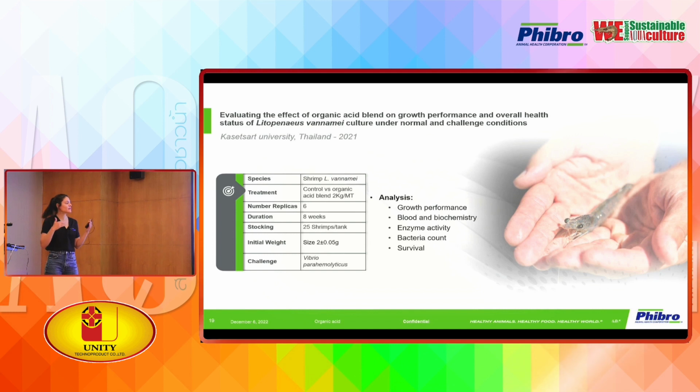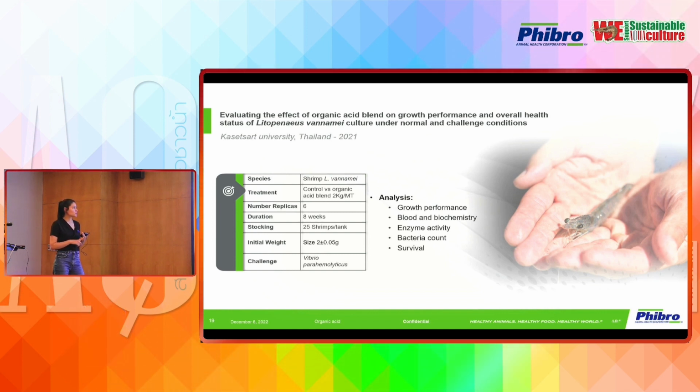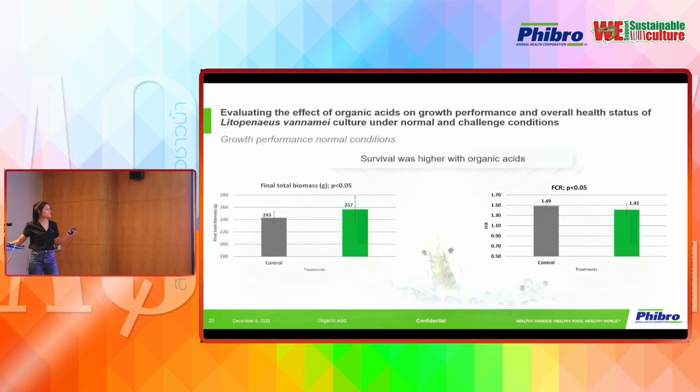You're going to see it a little bit nicer in terms of the organic acid just because I separated the results. So we had here the control versus organic acid blends at an inclusion rate of 2 kg per metric ton. We had 6 replicates. The duration was 8 weeks, and we had 25 shrimp per tank. The starting size was 2 grams, and the challenge was with Vibrio parahaemolyticus.